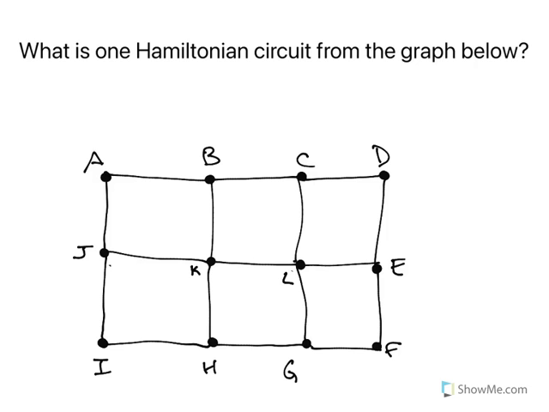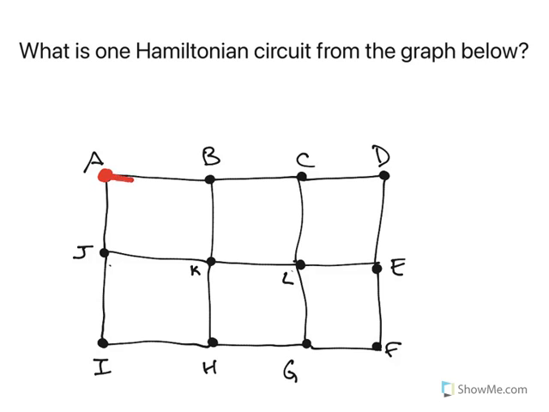Okay, so what is one Hamiltonian circuit from the graph below? Now, the key here is that we have to start and end at the same place. So if we were just looking for paths, we could have a gajillion of them. Well, not a gajillion, but a lot. So I'm going to start here at A. That means I need to end at vertex A.